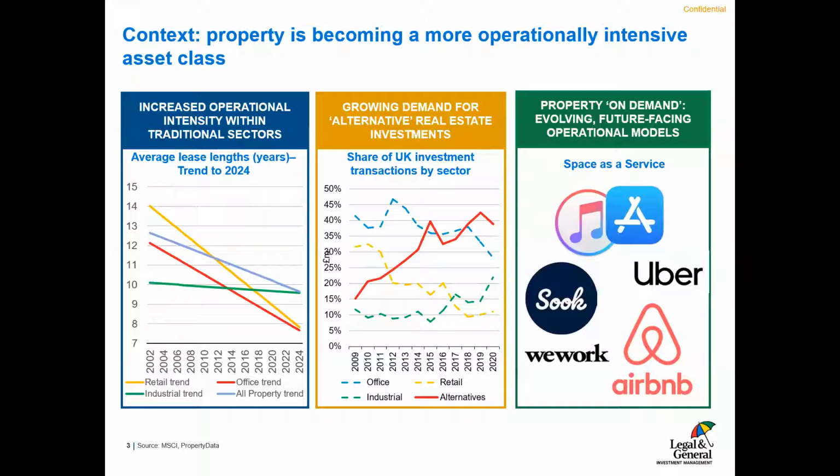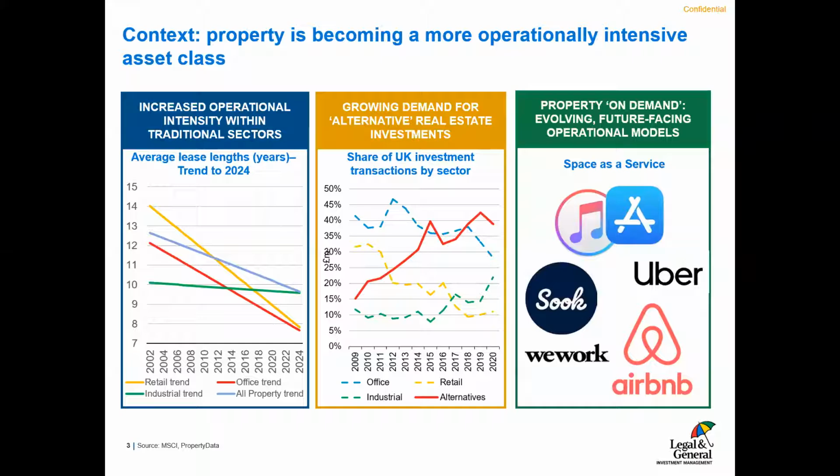The other element, not restricted to alternative space but to operational space in general, is the opportunity to access higher returns and income upside by taking on the operational management of the business as well. So those are a couple of pull factors drawing people towards the operational real estate sector. And then the third element, which I think is really interesting and important in terms of what is driving this shift to more flexible uses of space, is something I'm sure Caleb will touch on later in the panel: space as a service and this idea of property being on demand.